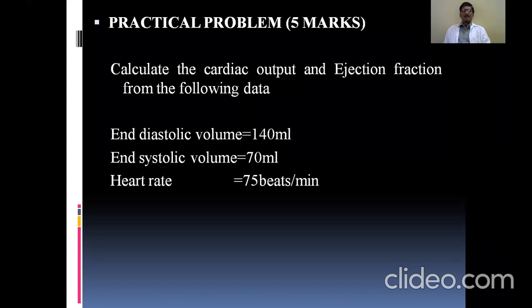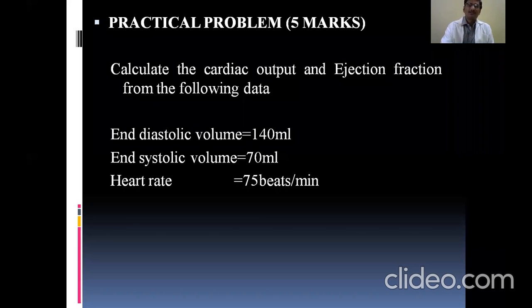That means per 100 ml, how much will be ejected? That's how the ejection fraction is calculated. It is always expressed as a percentage. So for 140 ml of end-diastolic volume, the ejection fraction becomes 70 by 140 into 100, in this case about 50%. Only 50% is being ejected. The rest 50% remains within the ventricles even at the end of systole. That's the meaning of it.